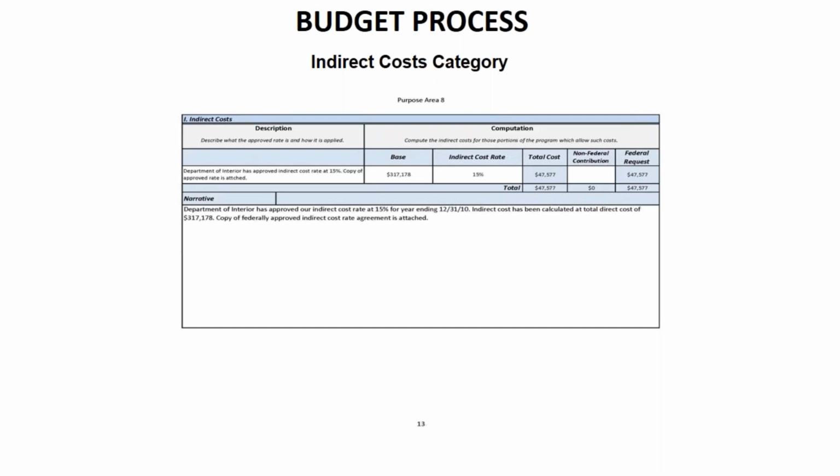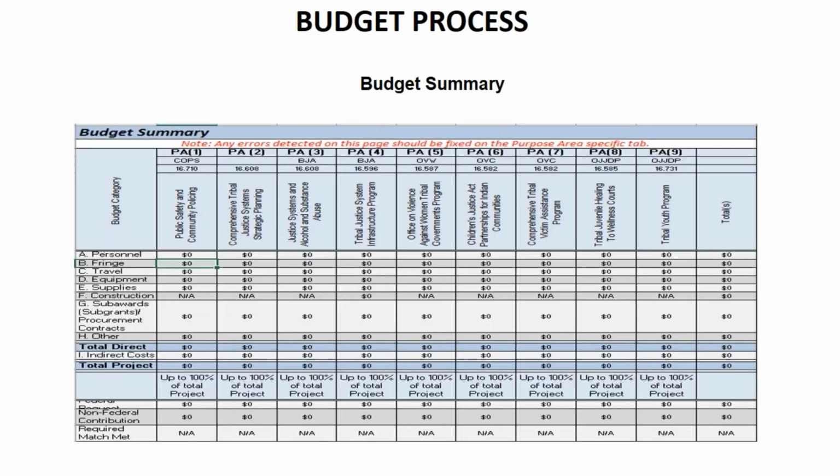And again, include a narrative about the de minimis rate and submit something in writing letting us know your eligibility for the de minimis rate. Now, in addition to your budget detail and your budget narrative, the budget detail workbook will automatically compile a budget summary for every single budget category you're requesting funding for, with every single purpose area that you're requesting funding for as well.